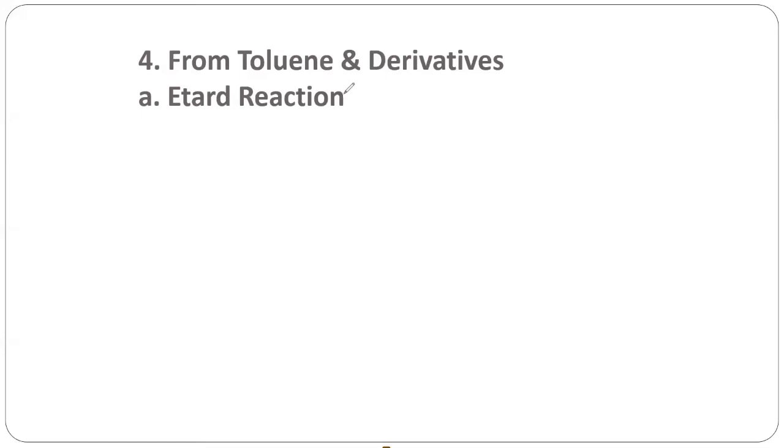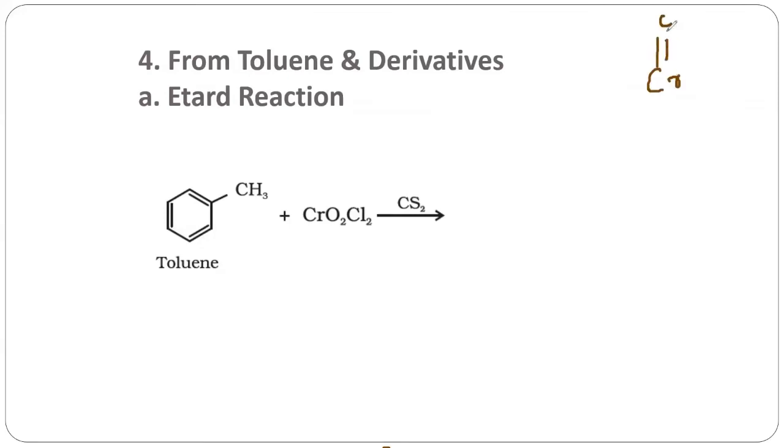Another method for preparing aldehydes is from toluene and its derivatives. So what is toluene? Toluene is a benzene ring with a CH3 group. First let us look at the Etard reaction. In the Etard reaction, toluene is treated with chromyl chloride. Chromyl chloride looks something like this: Cr double bond O, Cl and Cl. This is the structure of chromyl chloride.